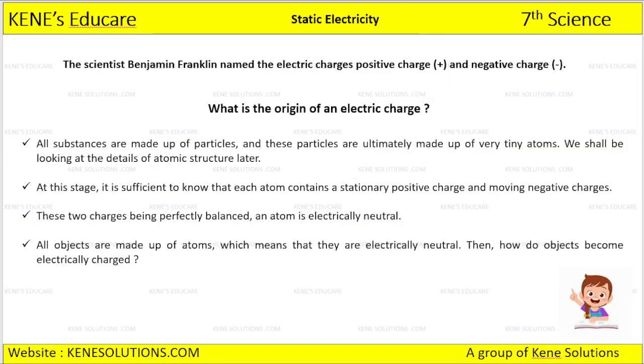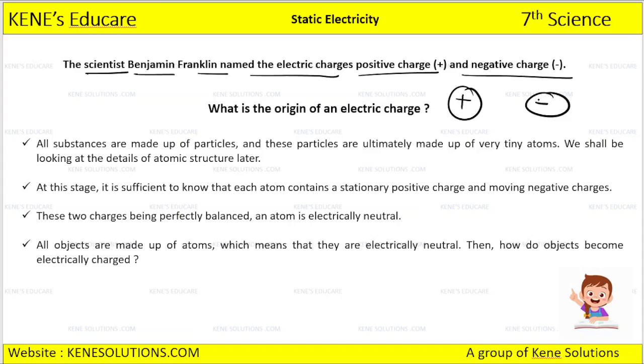Now let's talk about the scientist. The scientist Benjamin Franklin named the electric charges positive charge and negative charge. So Benjamin Franklin gave the terms for the electric charges: there are basically two charges, one is a positive charge, another is a negative charge. What is the origin of this electric charge? Always remember, all substances are made up of particles, and these particles are ultimately made up of very tiny atoms. We shall look at the details of the atomic structure later.